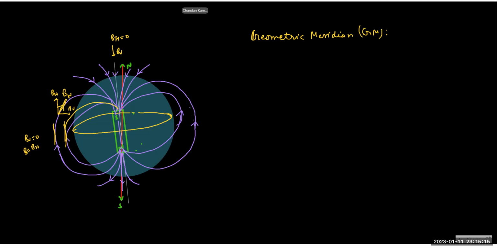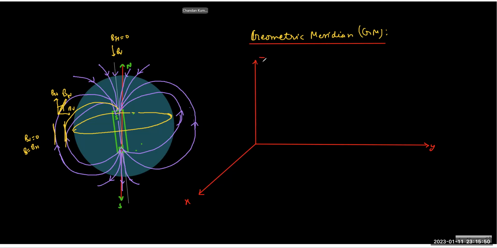And what exactly is this geometric meridian? When you are standing on the Earth, of course, you don't see Earth as a round object. You see the Earth as a flat object. So if you are standing near the Earth, can I draw the Earth as a flat surface like this? I'm taking the x-axis here, the y-axis here. This is the horizontal, and the z-axis representing the vertical.